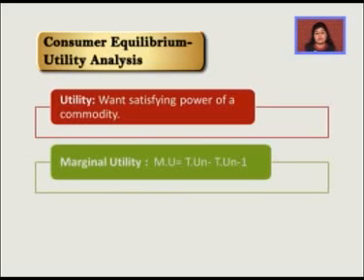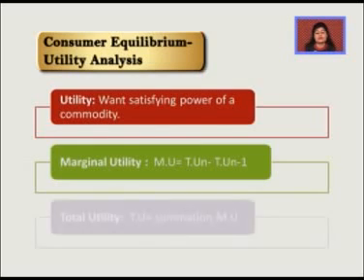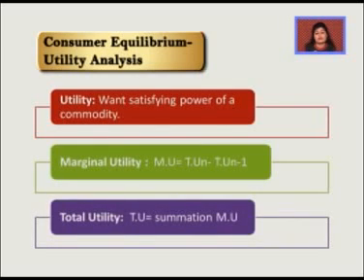And it can be calculated as total utility of nth unit minus total utility of nth minus 1 unit, which will be very clear in the next table I'll show you. But before that, let me tell you what is total utility. Total utility means which we derive from the consumption of various units of a commodity. So in a way, it is a summation of the marginal utility.